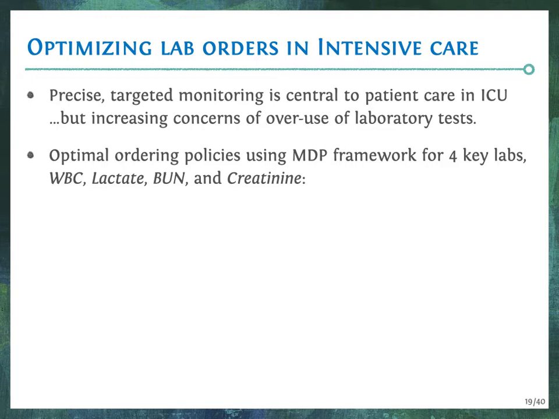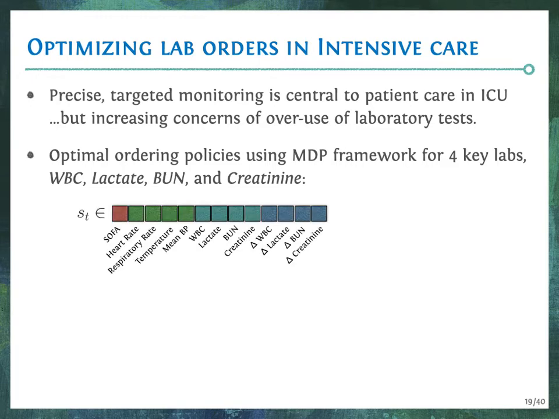We choose to learn ordering policies for 4 common labs: white blood cell count, lactate, blood urea nitrogen, and creatinine. Each of these is crucial in the diagnosis of conditions associated with high mortality in hospitals, such as sepsis or acute kidney injury. Our state variable in this case is a 13-dimensional feature vector comprising the SOFA score, which is a metric of severity of illness that encompasses several other variables, as well as heart rate, respiratory rate, etc. The 4 labs, and corresponding delta terms with the elapsed time since each of these labs was last taken. Our action variable is simply a binary variable indicating whether or not a lab is taken at time t.